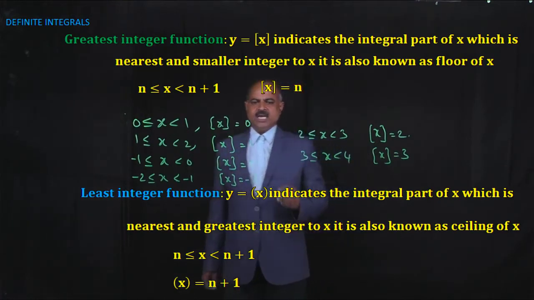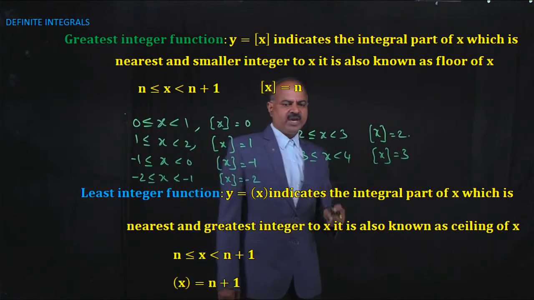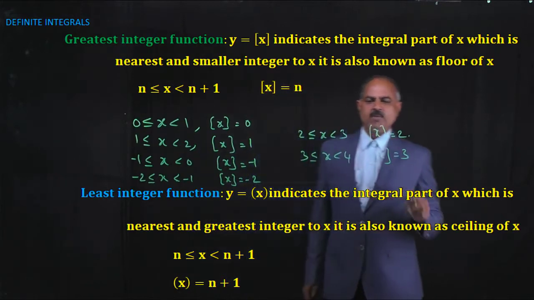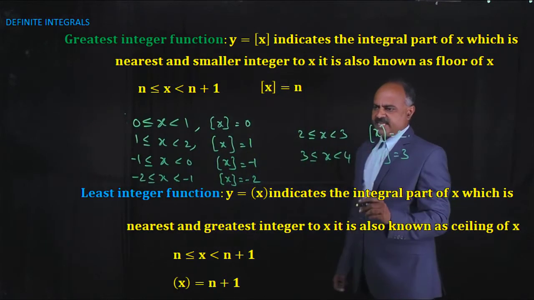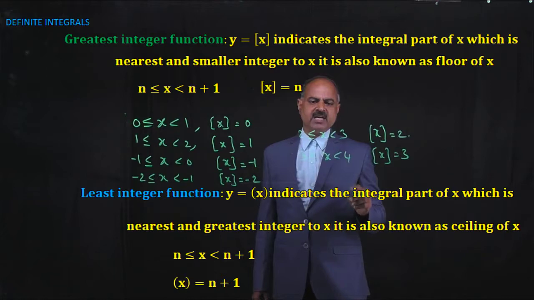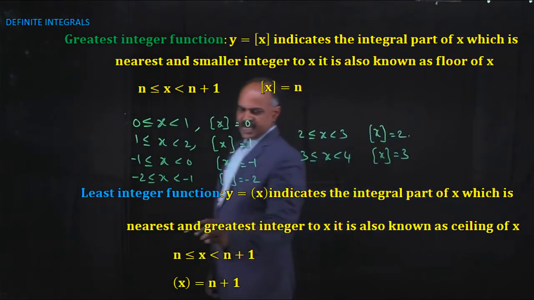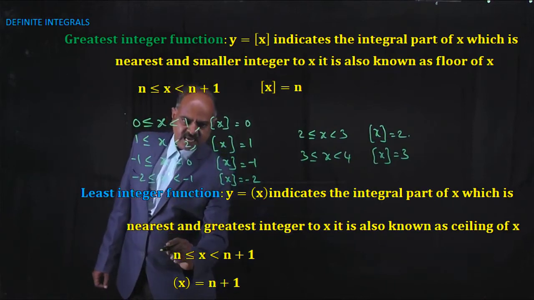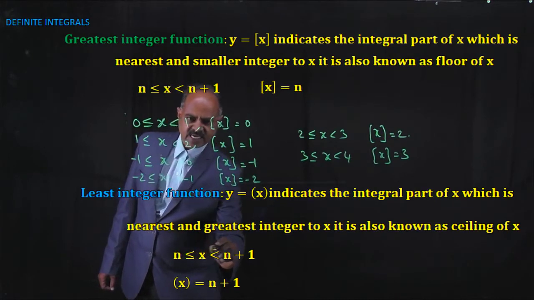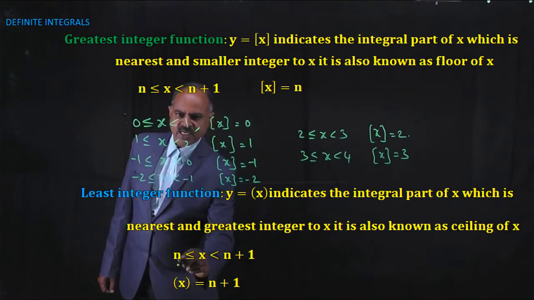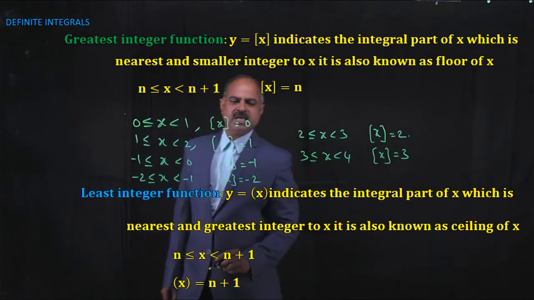Next, the least integer function y indicates the integral part of x, which is the nearest and greater integer to x. It is also known as the ceiling of x. So here n less than x less than or equal to n plus 1, the least integer function is n plus 1.